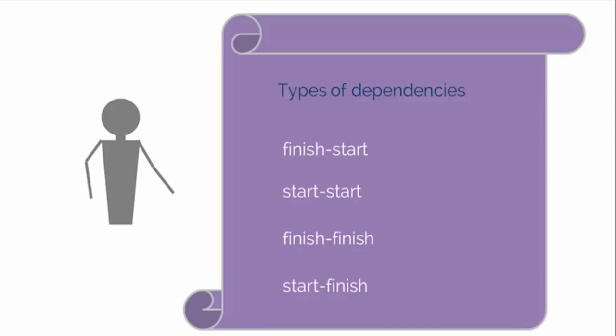Start to finish. In this dependency, there is a defined relationship between the start of one activity and the end date of a successor activity. This dependency is rarely used. It means that the completion of one task depends on the start of a later task. For example, the first security guard shift cannot finish until the second security guard shift starts.